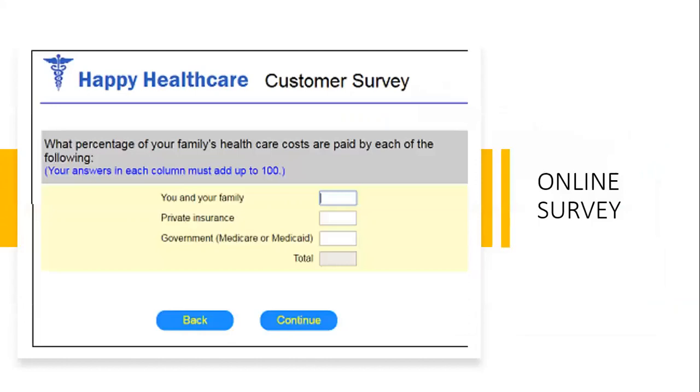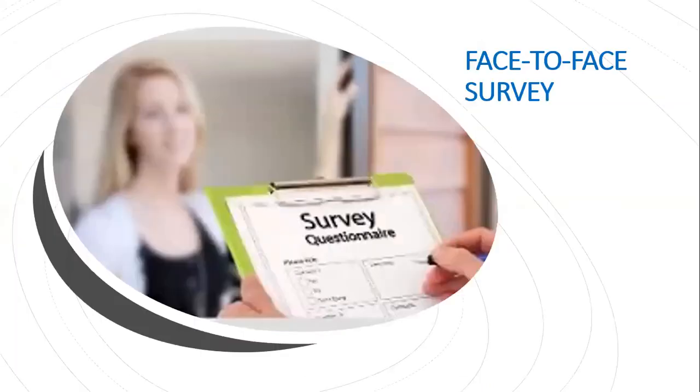Number 2, online survey. This is pretty much the most common one nowadays. It's really common that you find this kind of survey online. Here you can see options like back or continue, and then probably send or submit. Number 3, face-to-face survey. When you've been to a mall or in the street, sometimes there are people with these kinds of papers and tablets. So people are asking these questions and you are face-to-face.